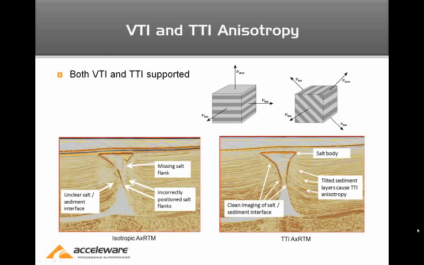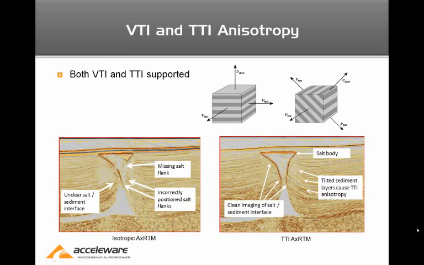And here we see the need to use fully anisotropic migration in areas where the geology is significantly anisotropic. So both images show the results of migrating the same model with isotropic RTM on the left and anisotropic RTM on the right. The model has significant anisotropy caused by tilted sediments.